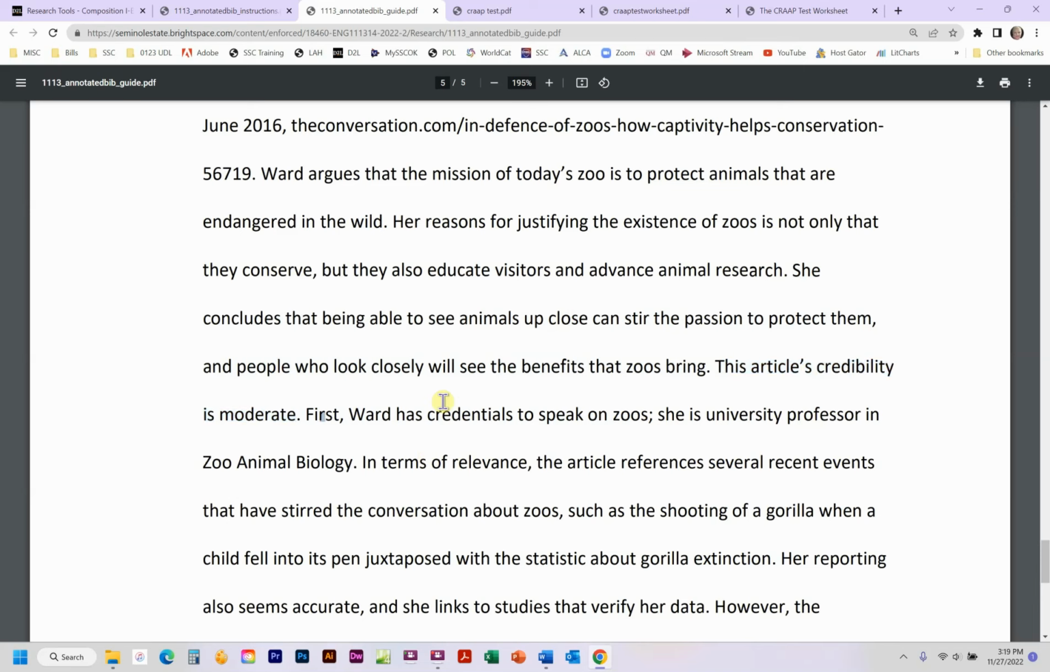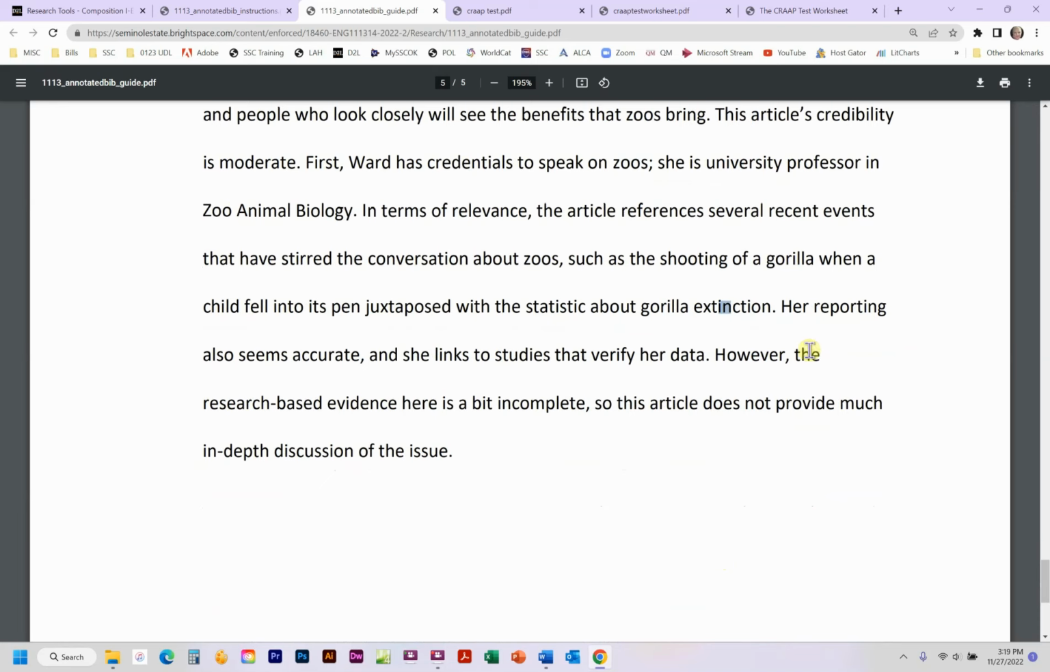First, Ward has credentials to speak on zoos. She is a university professor in zoo animal biology. In terms of relevance, the article references several recent events that have stirred the conversation about zoos, such as the shooting of a gorilla when a child fell into its pen, juxtaposed with the statistic about gorilla extinction. So there I'm referring to, notice I'm not quoting, I'm just referring to what she's saying, I'm summarizing.